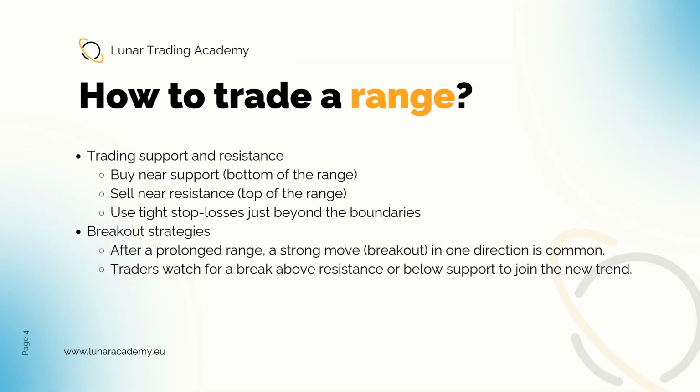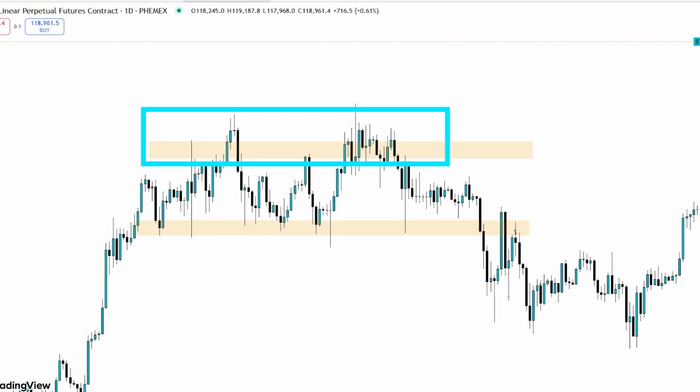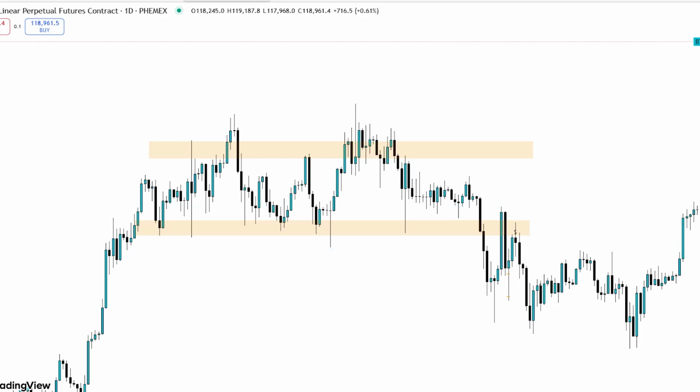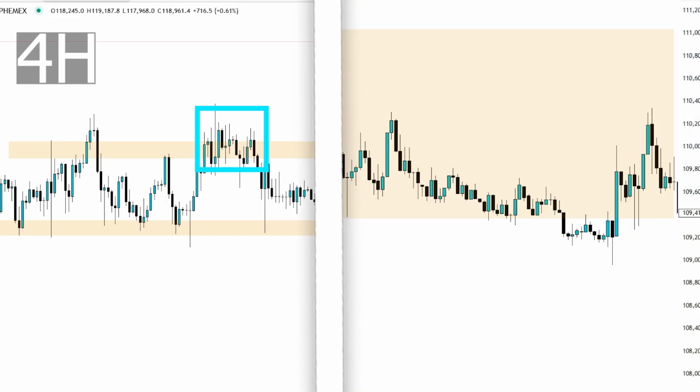How to trade a range? We trade ranges in two ways. Either we go short when the price reaches the range high, or we go long when the price reaches the range low. For example, if we know that the price is at the 4-hour range high, we monitor the 15-minute time frame for order flow.